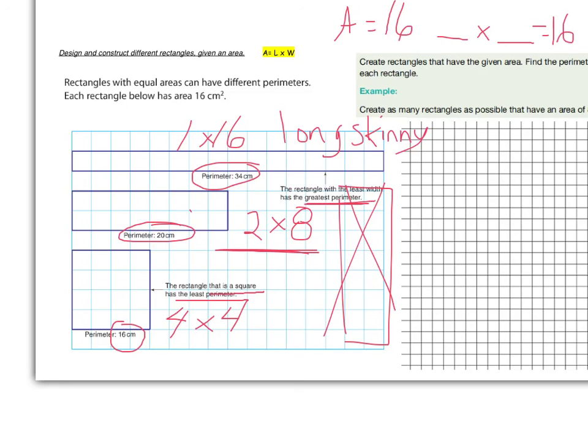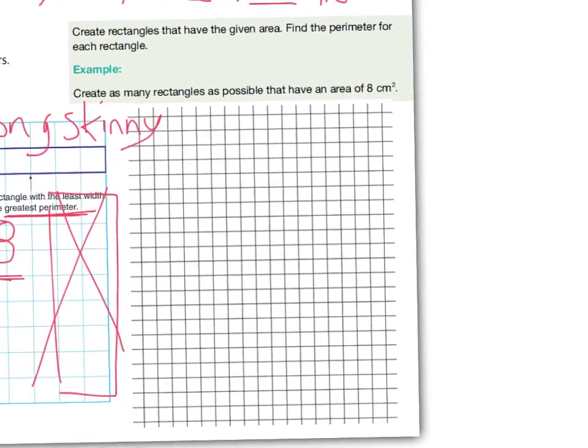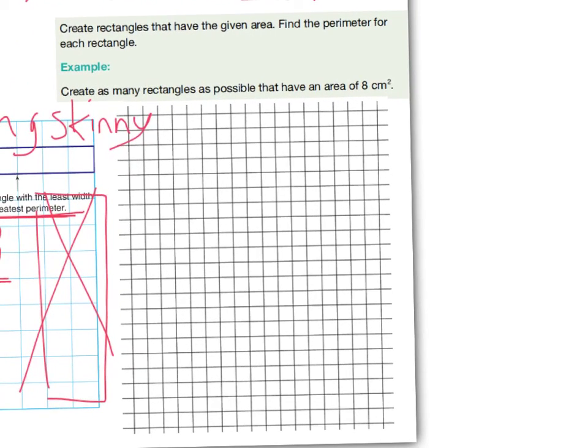All right, now you're going to do some practice, and you're going to create rectangles that have a given area. You want rectangles that have an area of 8. Once you've found those rectangles, find the perimeters of each of those rectangles. And we'll see if the long and skinny really does have the largest perimeter and the more square-like has the smallest perimeter. All right, so go ahead and press pause and find all the rectangles, all, not just some, all of the rectangles that can have an area of 8. Go ahead and press pause and do that now.